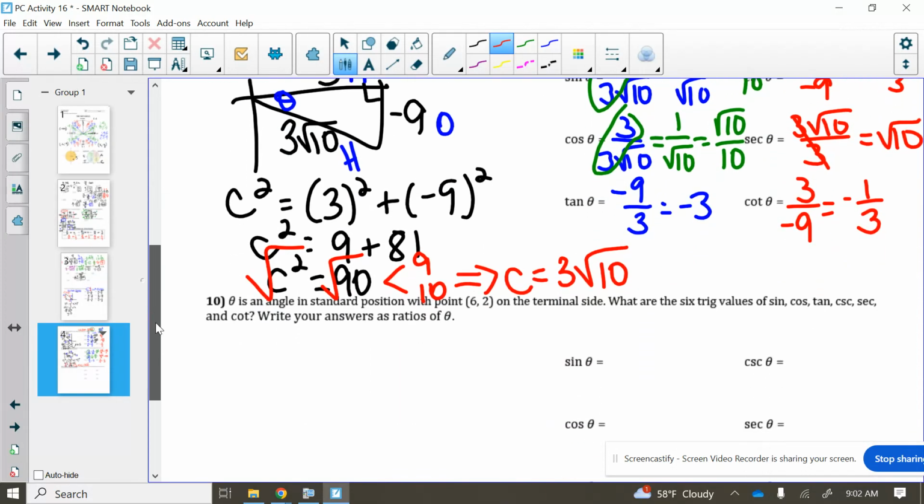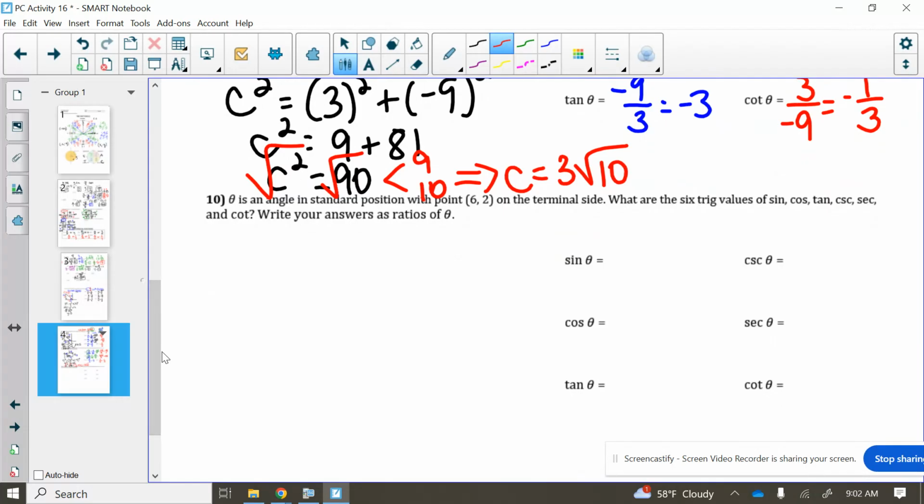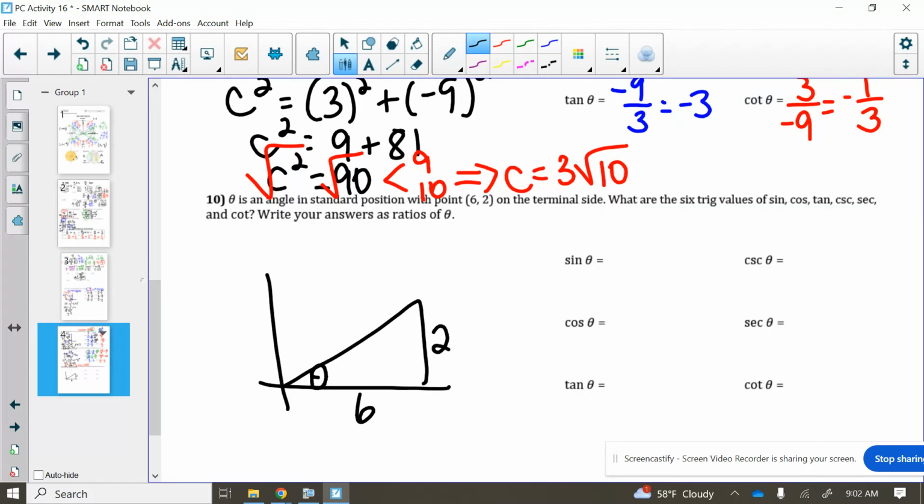All right, now on this last one, you are given a point 6, 2, and that means the first quadrant, right 6 up 2. Start by finding your hypotenuse, and then find each of your trig values.